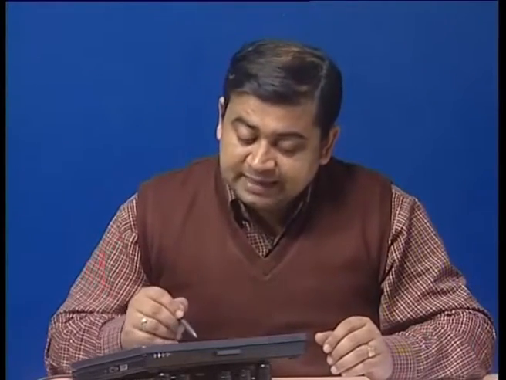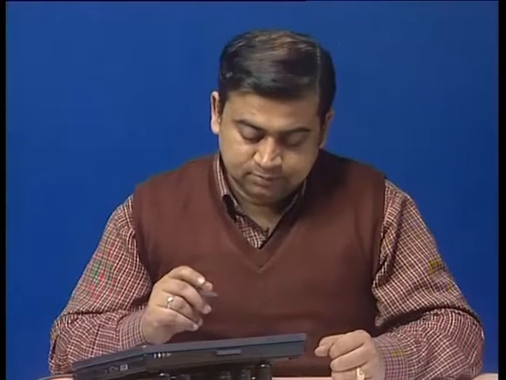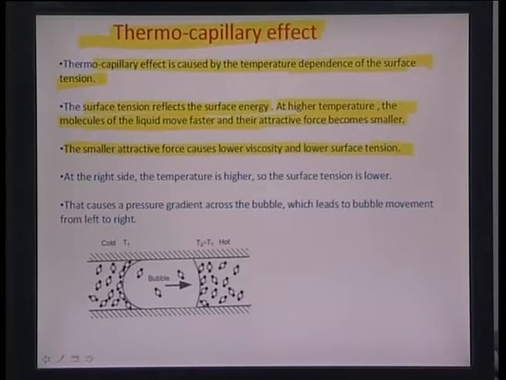So at a higher temperature the molecules of the liquid move faster and their attractive forces become smaller because there is less bonding because of more kinetic energies, and therefore the surface tension definitely gets affected and becomes lower when the temperature is higher. There is a difference or a gradient in surface tension which would cause the bubble to move towards the lower surface tension. The smaller attractive force causes lower viscosity, lower surface tension.